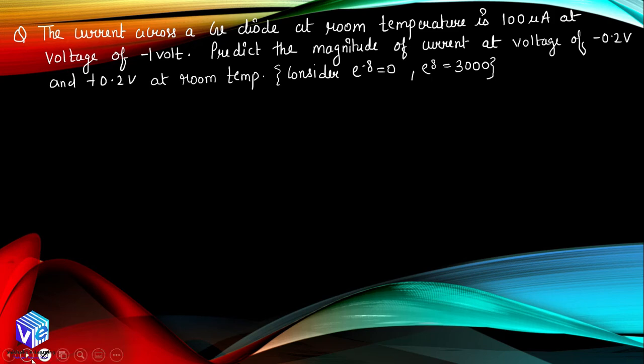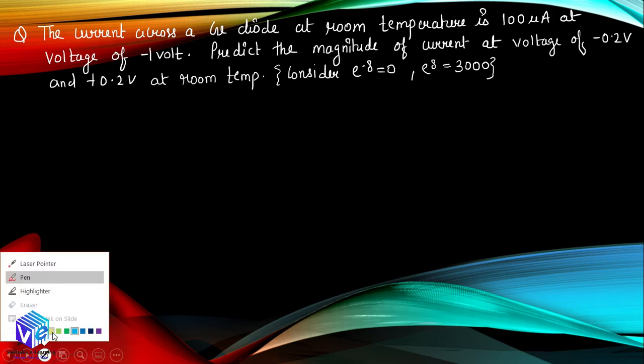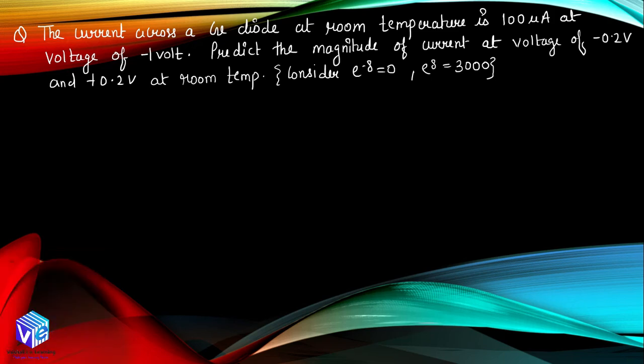So let's start this question, how we will approach it. First of all, the reverse saturation current is given, so we will write it. The reverse saturation current is 100 microampere, which can be represented as 100 into 10 raised to power minus 6 ampere, right? Now I know the equation of current as well: I is equal to I naught e raised to power V upon eta Vt minus 1.